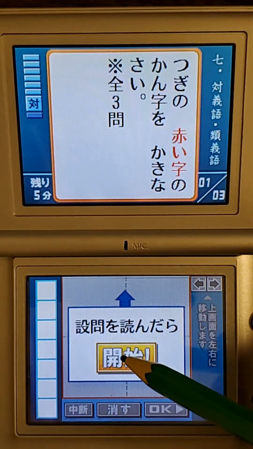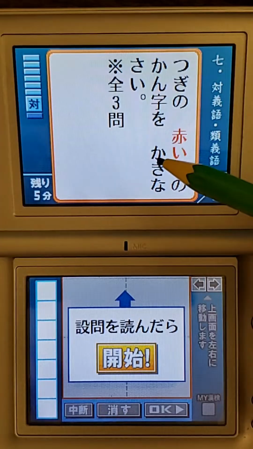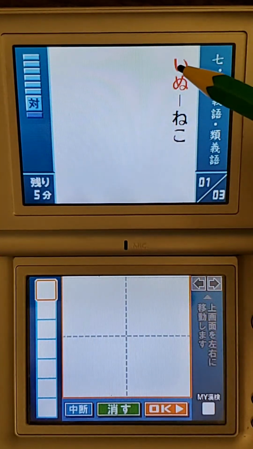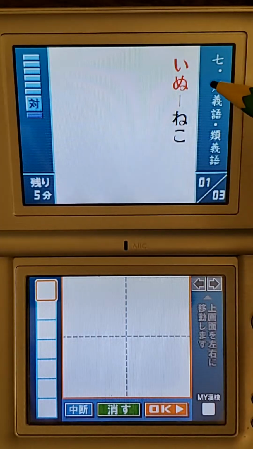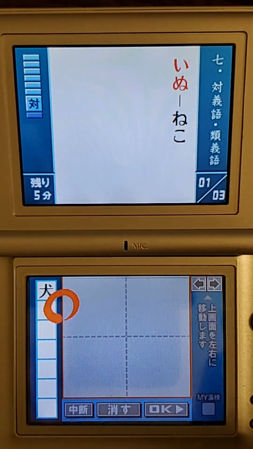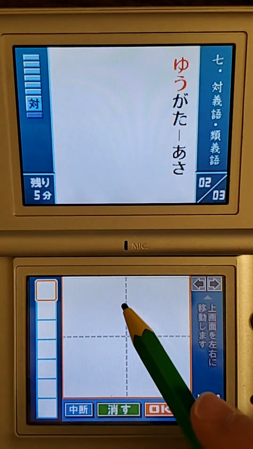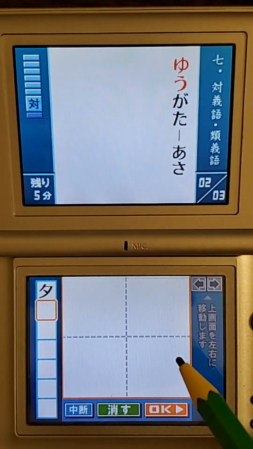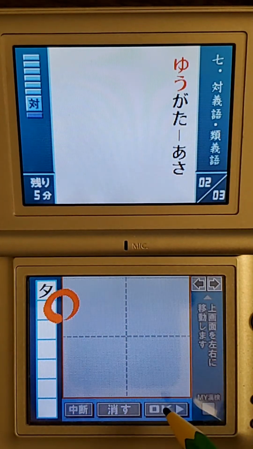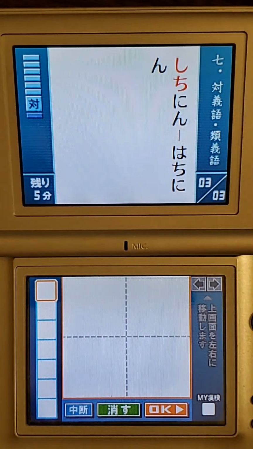Okay. Oh, going to the next one. And this is Tsugi no akaiji no kanji o kakinasai. So write the kanji in red. So inu and neko. So it's hantai. So it's opposite words. So dog and cat. So inu is, yeah, Yugata and asa. So the evening and the morning. So Yugata, I think it's just that. Was that all it was? See, if you don't use it, you got to test yourself on these easier levels too. Like any level that you've passed, just keep testing on them because you forget.